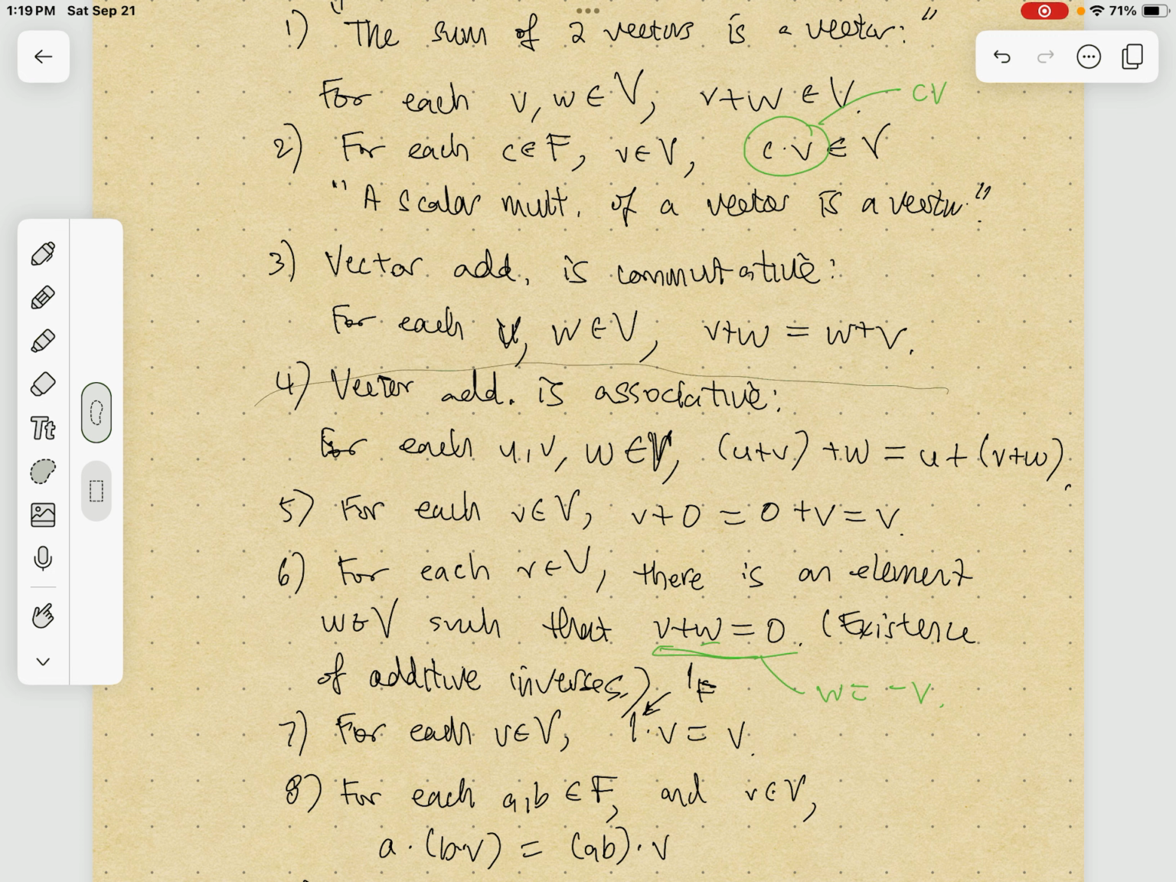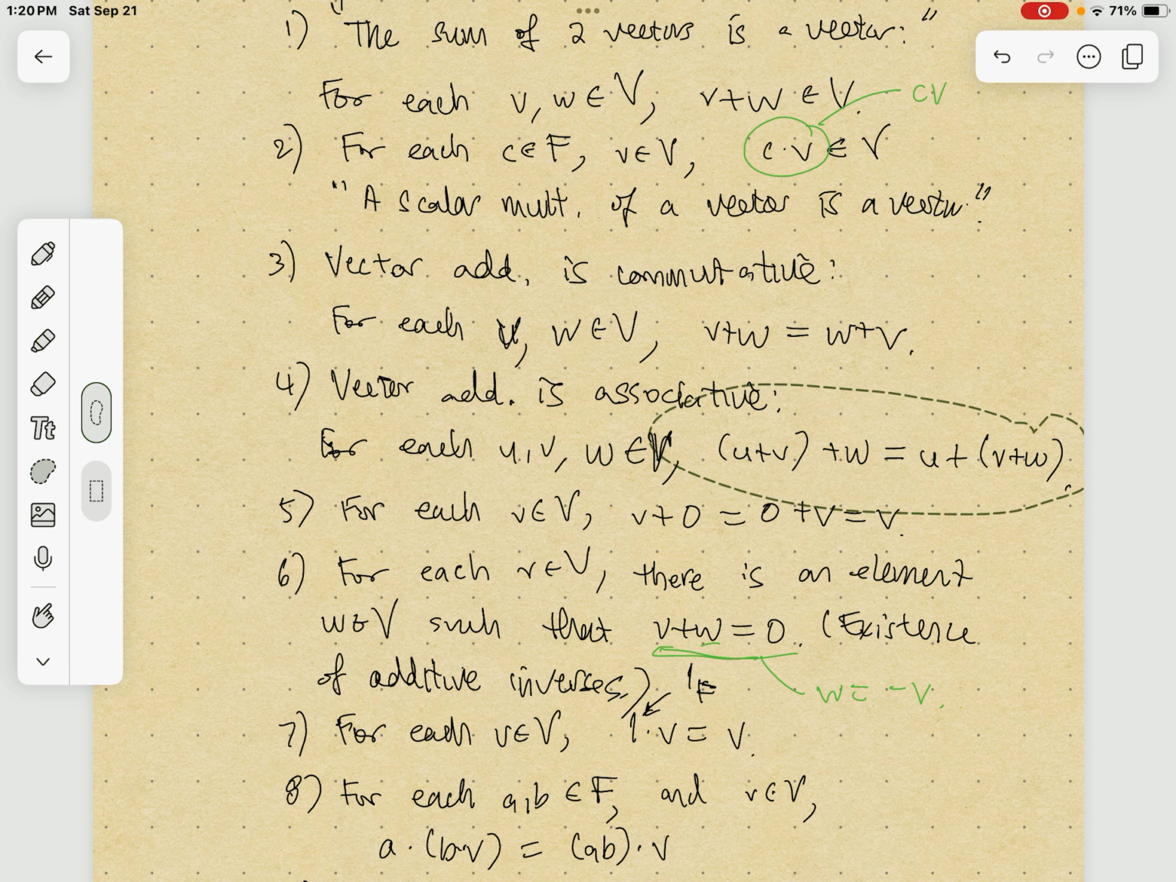Now let's think about, do we need to check property 4, that vector addition is associative? Well, the answer is no, because here's the proof. Suppose that you have 3 elements of S, U, V, and W. Now forget about S. They're elements of Fn. And because they're elements of Fn, this equation is going to hold. And that's the proof. So we don't actually need to check property 4.